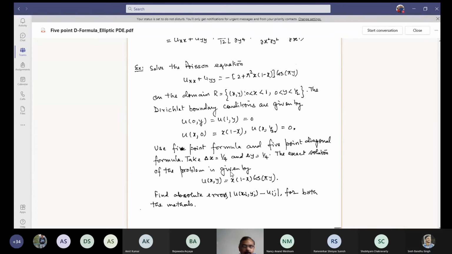Okay. So as far as elliptic PDE is concerned, it is over, right?